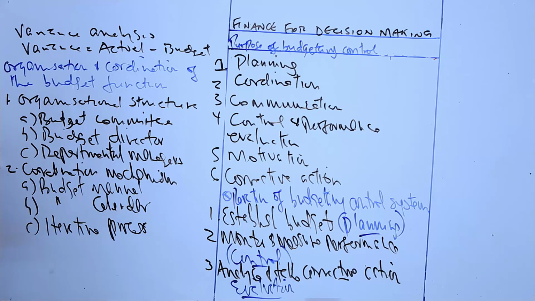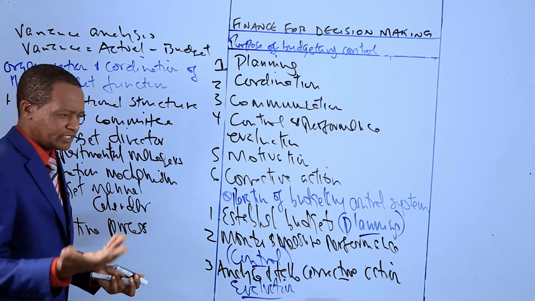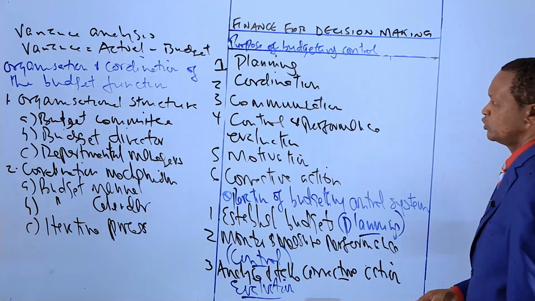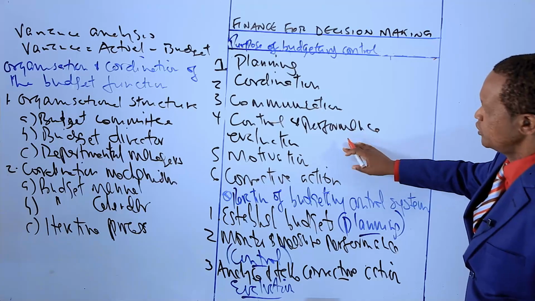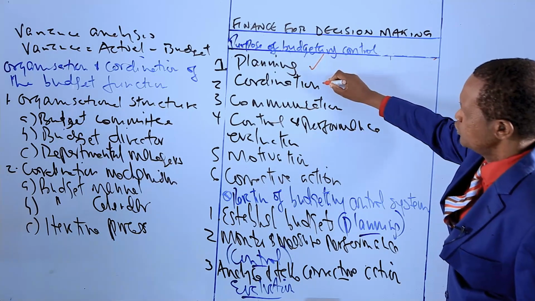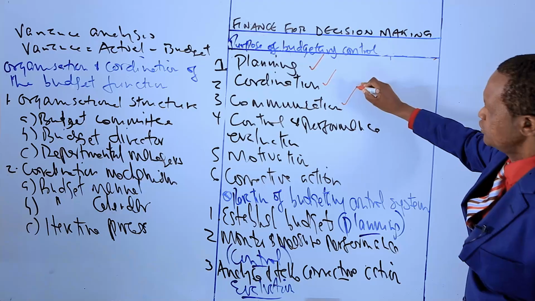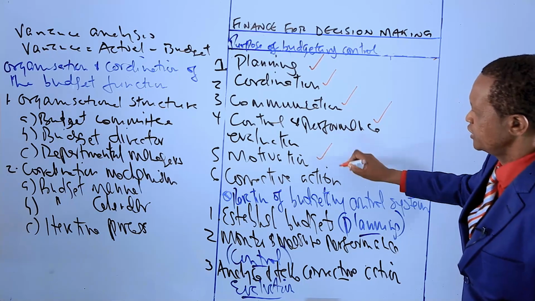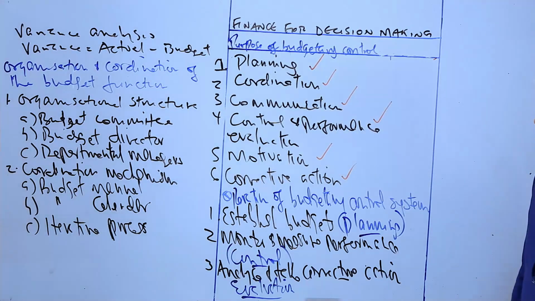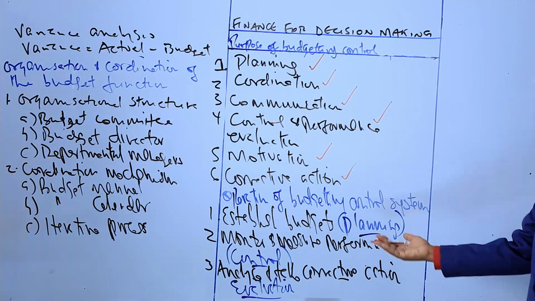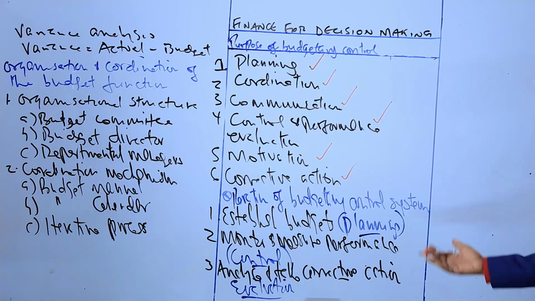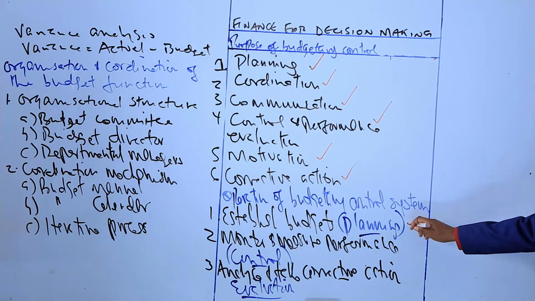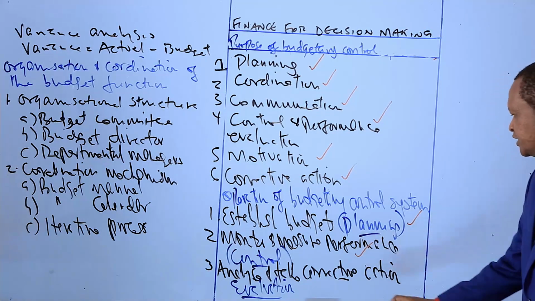So that is all, candidates, for today's lesson. We covered 3 areas in this lesson. One is purpose of budgetary control. There are 6 objectives. 1 is in relation to planning, 2 coordination, 3 communication, 4 control and performance evaluation, 5 motivation and corrective action. Then we've discussed the operation of a budgetary control system. There are 3 main stages when operating a budgetary control system. One is a planning phase, you have the control phase and evaluation phase.